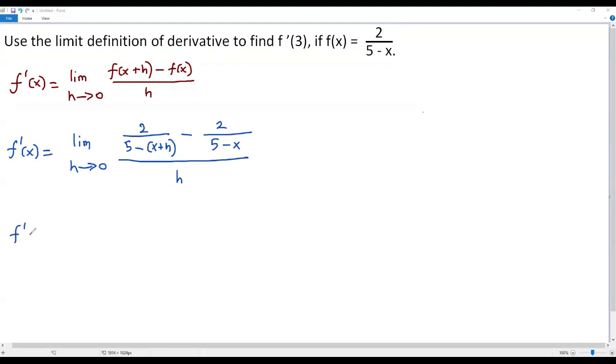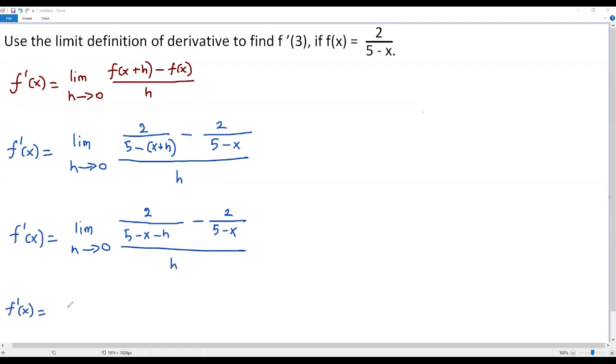So f prime of x equals the limit as h tends to 0. We can distribute the negative sign to this x and h, so then we get 2 over 5 minus x minus h. When you distribute this negative to x it will be negative x, and when you distribute this negative sign to h it will be negative h, minus 2 over 5 minus x, all over h.